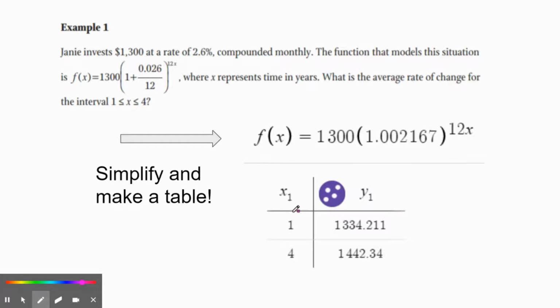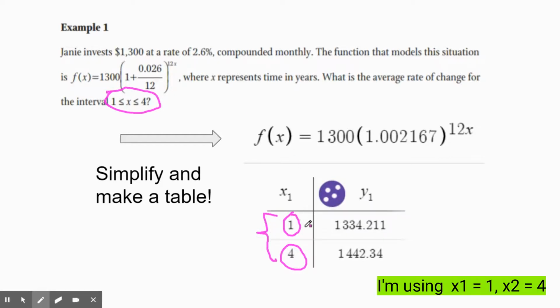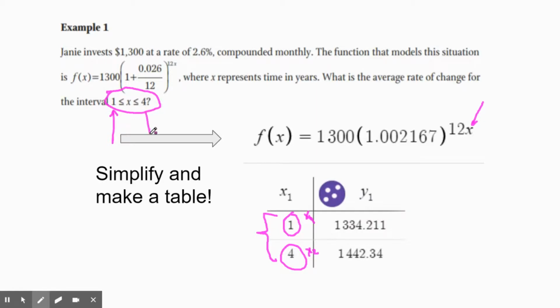Why am I choosing these two numbers? Well, I need the interval from 1 to 4, and there it is. If I'm going to be choosing, this will be my x1, this will be my x2, this will be my y1 and my y2. And all I did was substitute 1 in here and 4 in there because that was my interval.